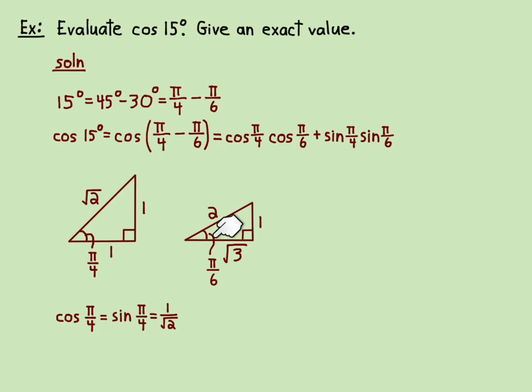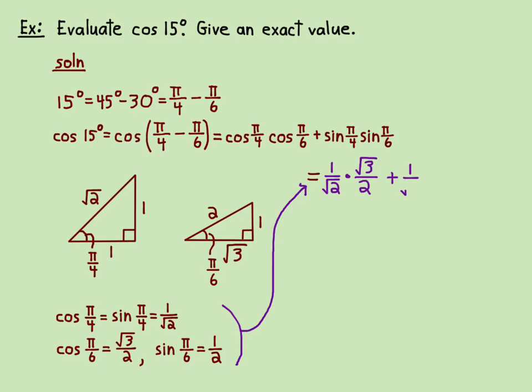Okay, so for pi over 6, they're going to be different, though. So for pi over 6, cosine is adjacent over hypotenuse, square root of 3 over 2. And sine is going to be opposite over hypotenuse, which is 1/2. So you have to know how to figure those out. Hopefully you do by now. Then you just take those numbers and you plug them in for these values here.